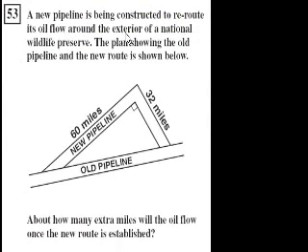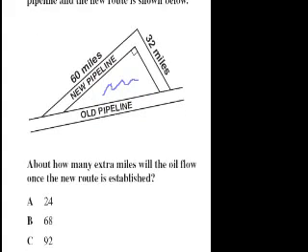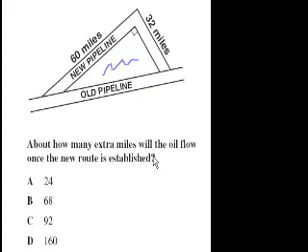A new pipeline is being constructed to reroute oil flow around the exterior of a national wildlife preserve. I guess that's the National Wildlife Preserve. The plan showing the old pipeline and the new route is shown below. How many extra miles will the oil flow once the new route is established? So the new route is going to be 60 miles plus 32 miles. So the new route is 92 miles.